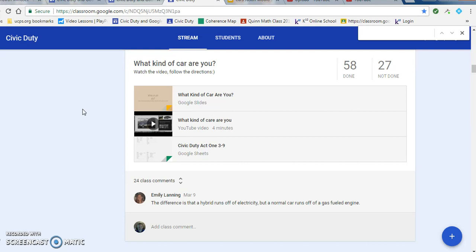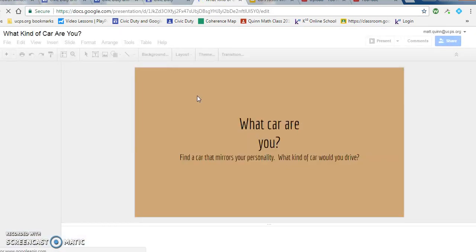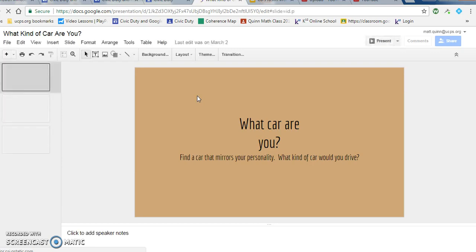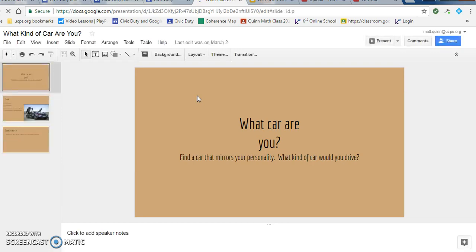But this was just what I would call a non-risk piece. No risk. You don't have to be worried about doing calculations. You don't have to be anxious about doing math. All I want you to do is follow some simple directions in which you're trying to find a car that mirrors your personality. What kind of car would you drive?